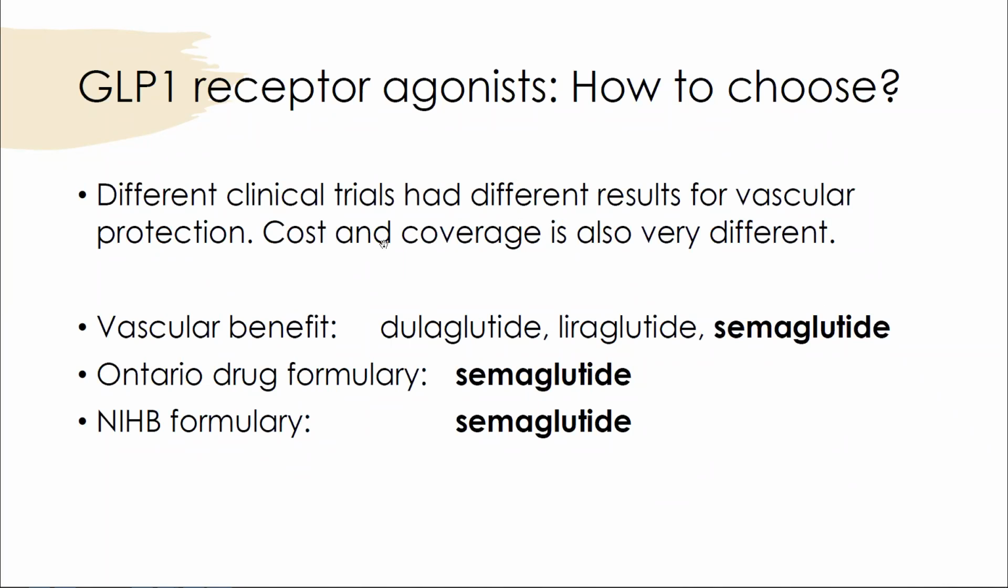And what it turns out is the vascular benefit shows up in 3 of them, but there's only 1 of them that's covered. And so I usually say semaglutide is the one to use. It is also slightly more effective for weight loss and A1C, and it has vascular protection as well. Because this is the covered version, I suggest people, if you're going to be using a GLP-1 receptor agonist, you should probably be using semaglutide at this point.